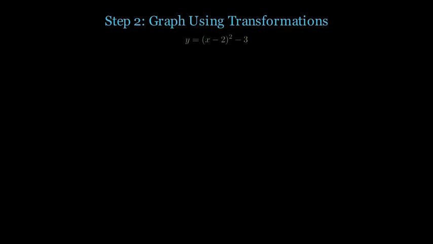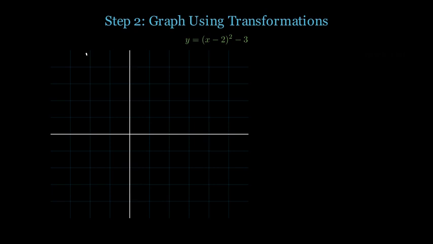Now let's use that vertex form to actually build the graph. One transformation at a time. Starting from the simplest parabola of all. We always start from the parent graph. Y equals x squared, with its vertex sitting right at the origin.